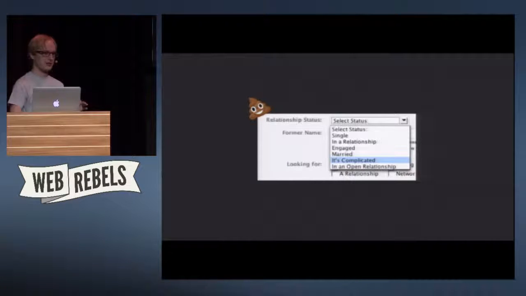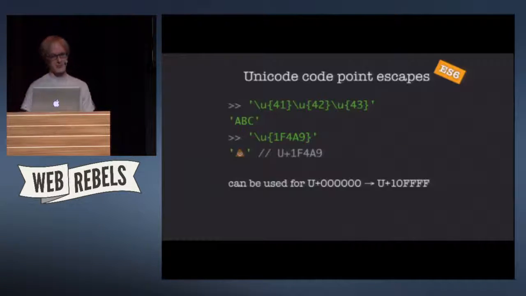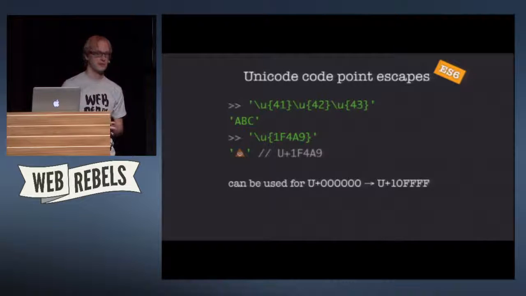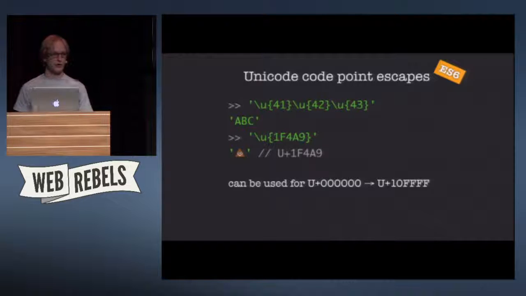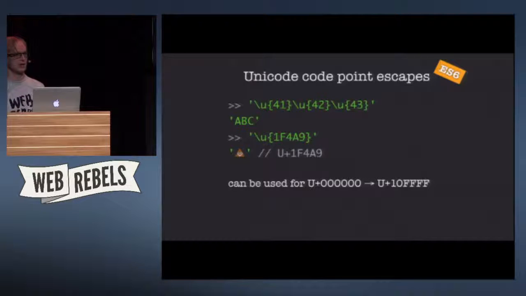In fact, in ECMAScript 6, it will be really easy because it introduces yet another type of escape sequence called the Unicode code point escape. This starts with a backslash followed by U, followed by braces. And between these braces, you can use any number of hexadecimal digits you like. And of course, you only need 6 to be able to represent any Unicode code point at all. So by using this type of escape sequence, you can easily escape any Unicode symbol based on its code point. It couldn't be simpler, really.